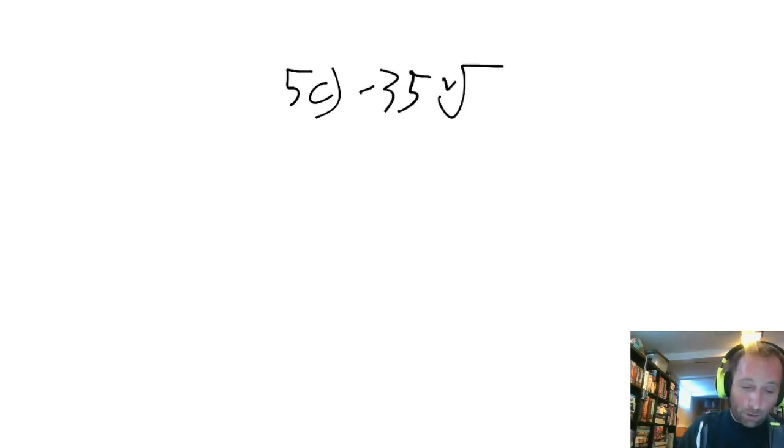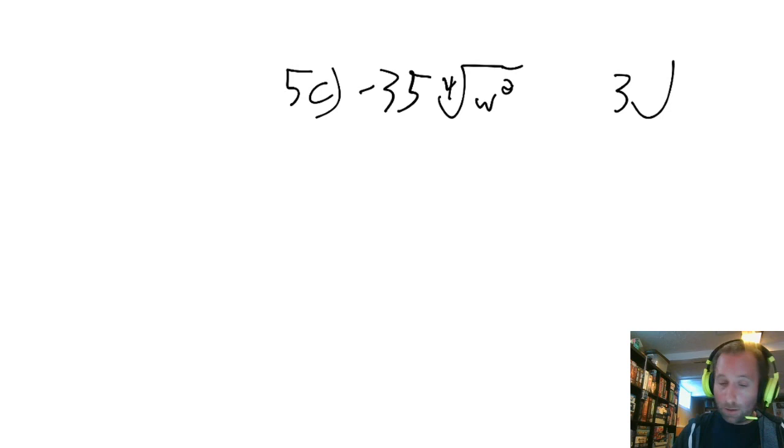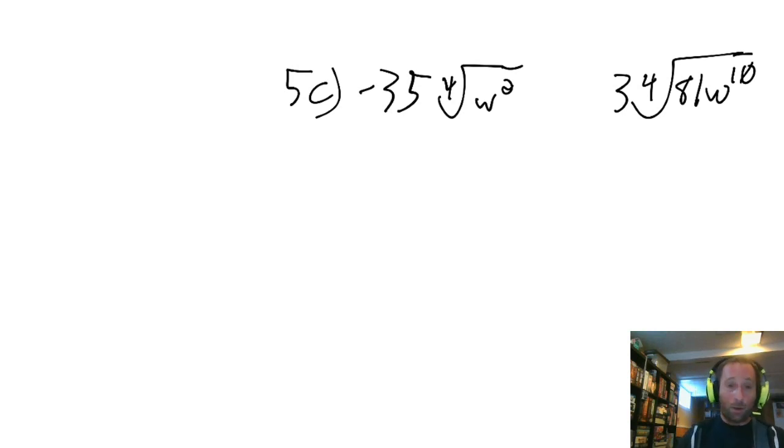So I think 5c. So we had negative 35 times the fourth root of w squared. And we also had 3 times the fourth root of 81w to the power of 10. And we wanted to try and simplify each one of those values.